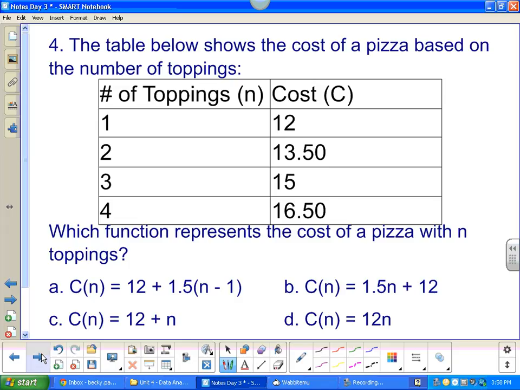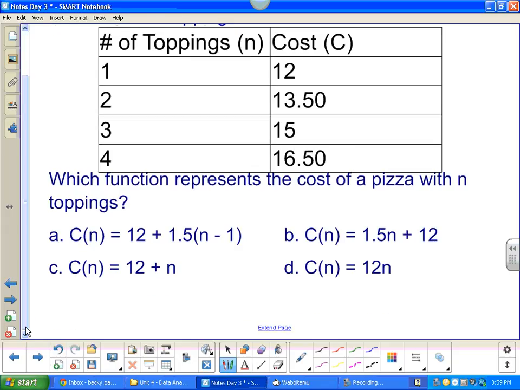Number 4, the table below shows the cost of a pizza based on the number of toppings. So obviously as the number of toppings increases, the cost of the pizza is going to increase. And it says which function represents the cost of a pizza with n toppings. So not a problem. We go L1, L2, and we type this in, and we get y equals 1.5x plus 10.5. So that's my equation.